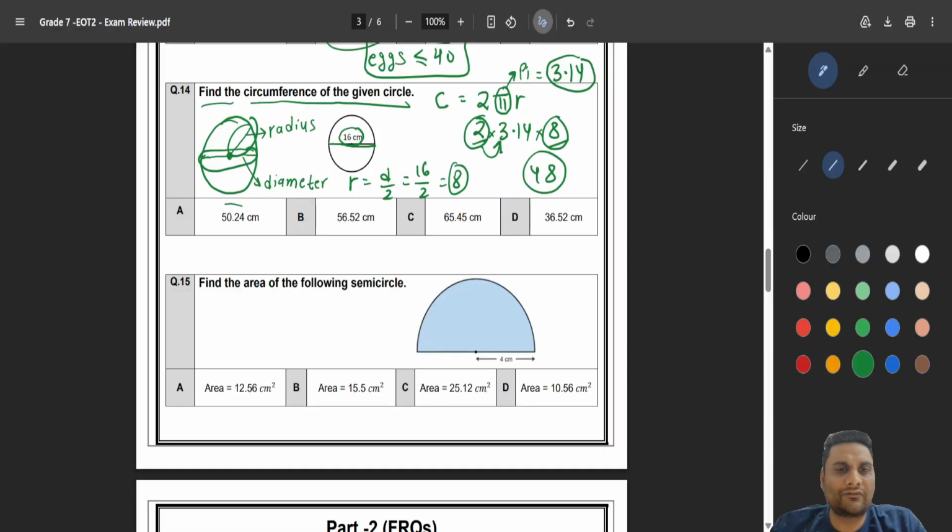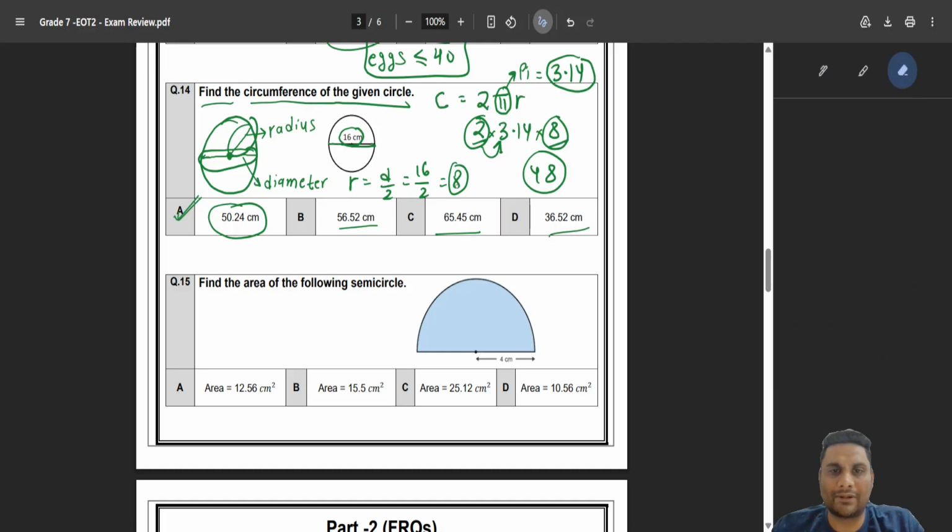Here I can see this 50.24 is very close to 48, right? Rest of the options are very far. So I can simply tell the answer should be how much? 50.24. And you can check this also. See, let us multiply. Here. We will multiply here.